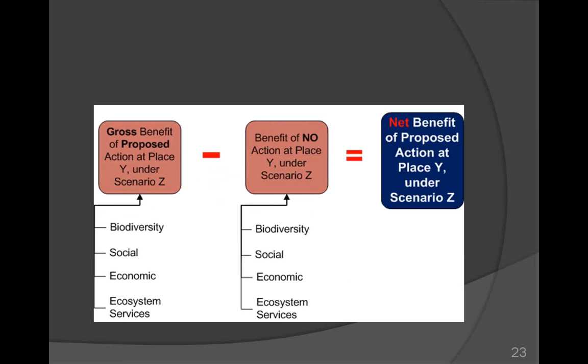And then you also want to consider this issue of threat and the idea of what's going to happen if you don't do anything. And so this is programmed into the framework as well. And you can turn on or turn off this aspect with a little bit of tinkering. And so you actually end up getting your net benefit of your proposed action at place Y under scenario Z. Scenario Z, for the first time you do this, scenario Z can just be your prediction of the future. But you can also, once you get fancy, do a couple different predictions of the future and see how that would affect your decision.